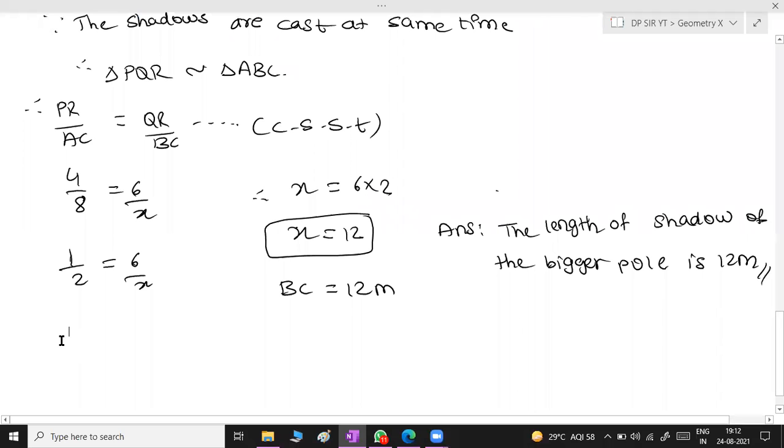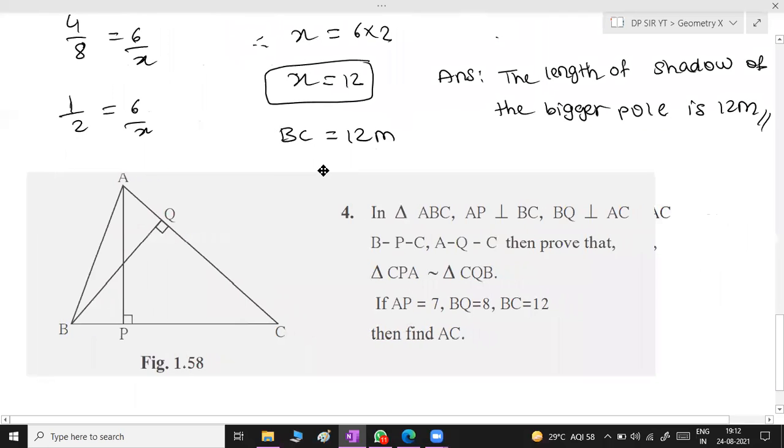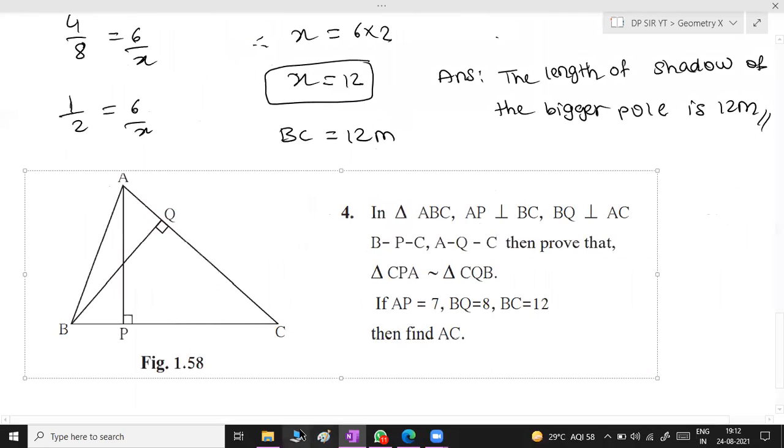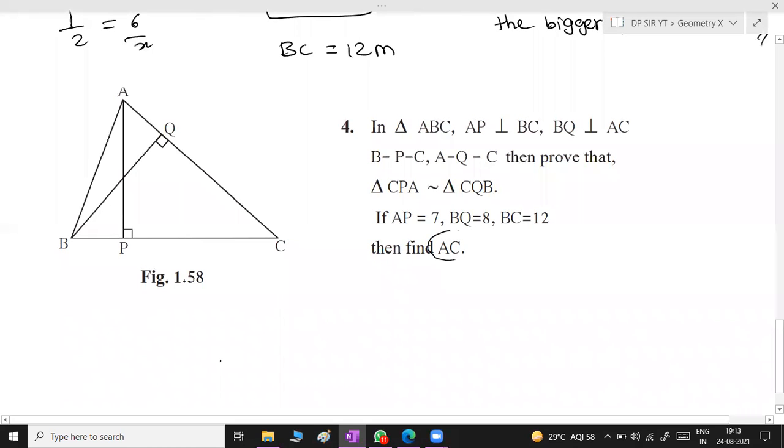Hope you have completed up to here. This is the next question that we are supposed to solve, and the question is in fact easy. क्या बोला है? In triangle ABC, AP is perpendicular to BC, BQ is perpendicular to AC. Then prove that triangle CPA is similar to triangle CQB. If AP is equal to 7, find AC. AC तो मुझे तब मिलेगा.